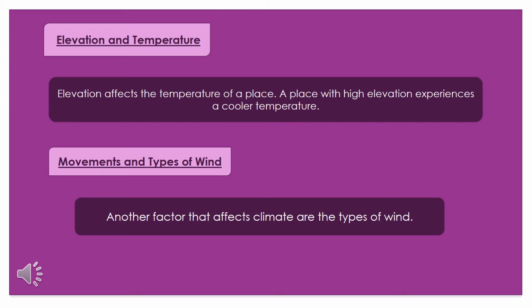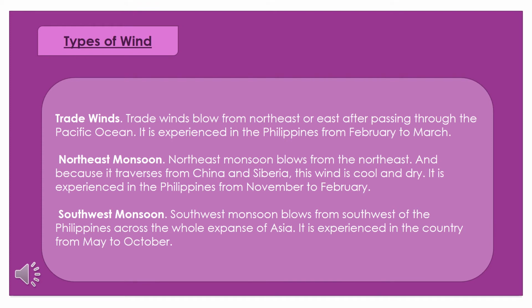Fourth is movements and types of wind. Another factor that affects climate are the types of wind. There are three types of wind. First is trade winds. Trade winds blow from northeast or east after passing through the Pacific Ocean. It is experienced in the Philippines from February to March.